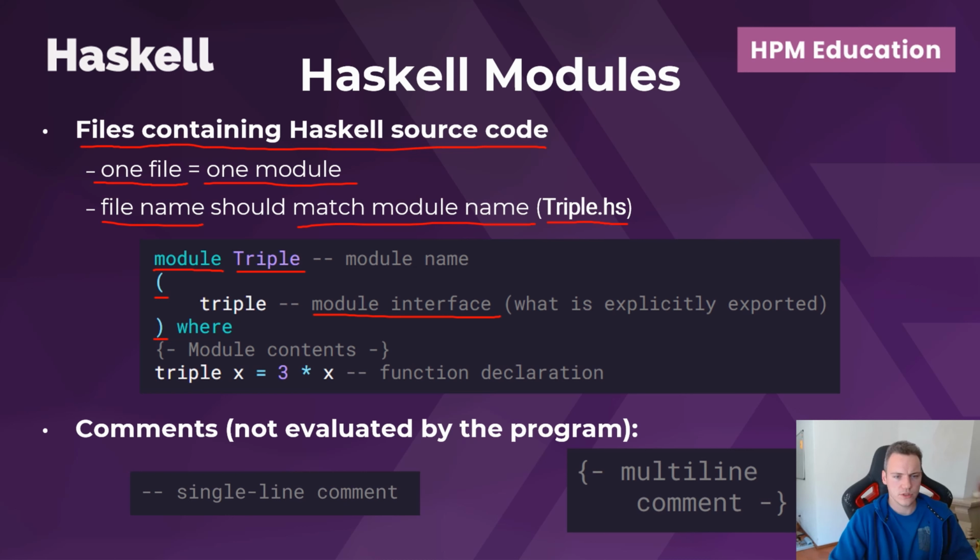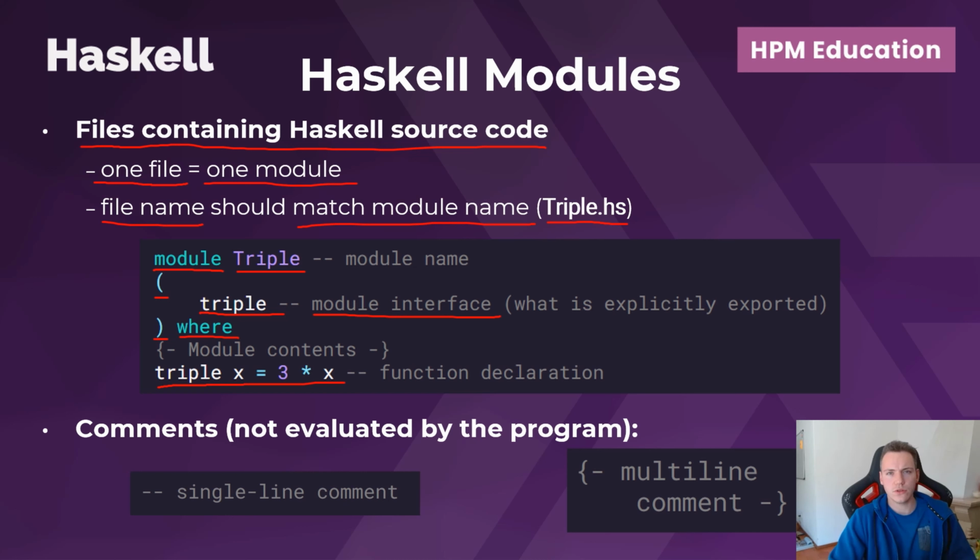We'll say a bit more about the module interface soon, but this is generally followed by where, and after the where keyword we have all our source code, or the module contents. So for our triple module, imagine that we just have our triple function defined here, and now in the interface we say, okay, from this module we are exporting the triple function.